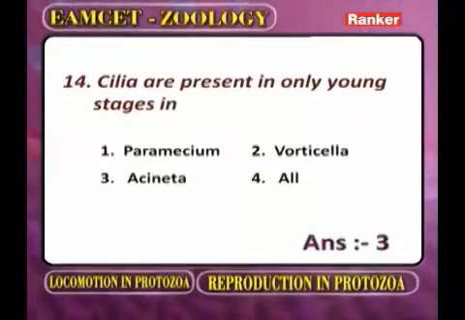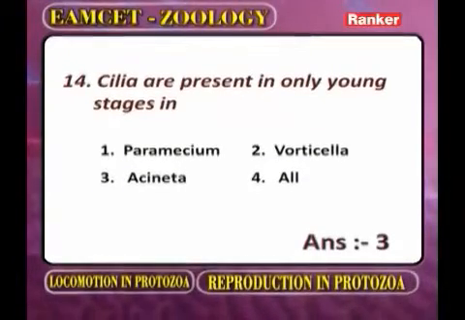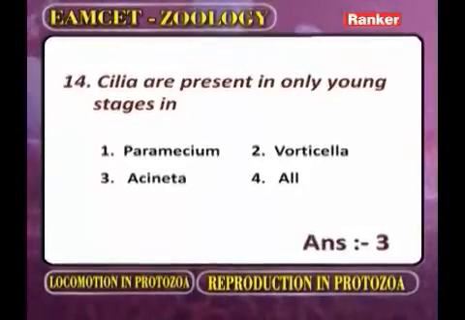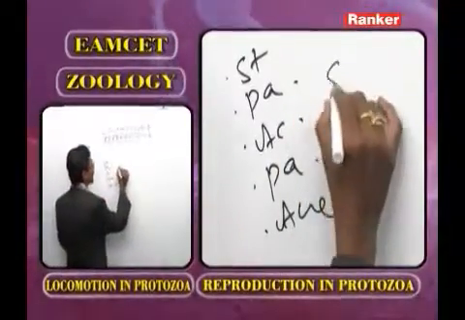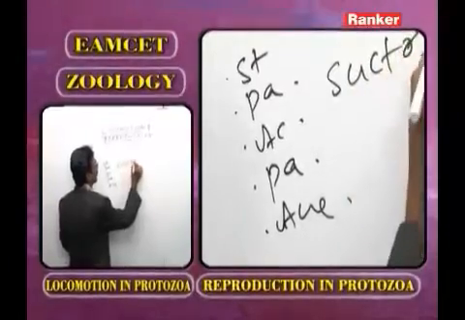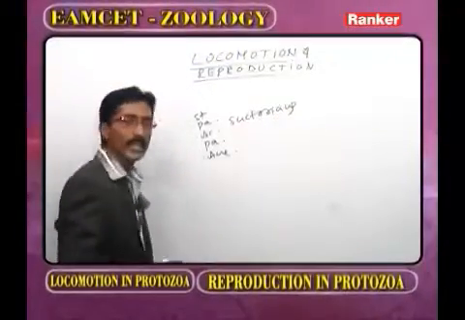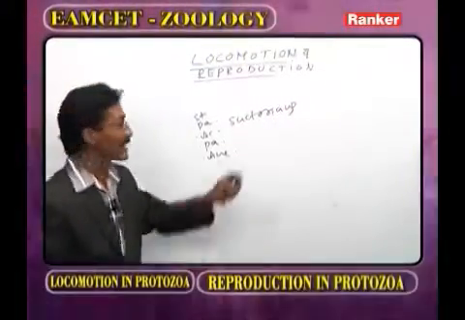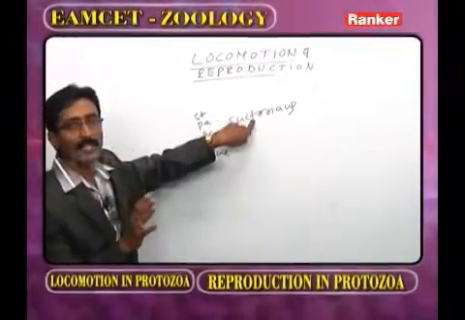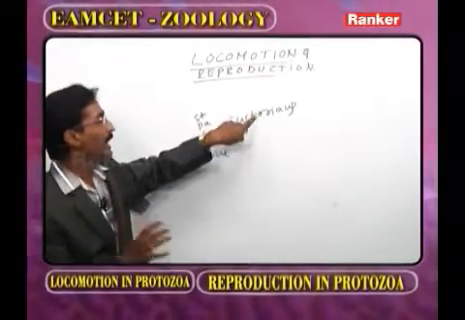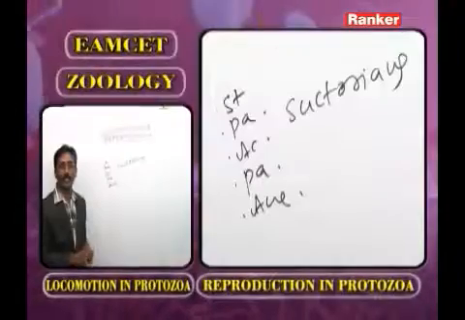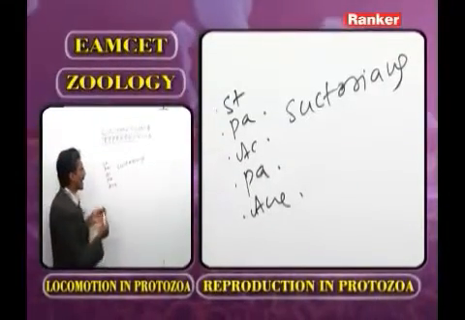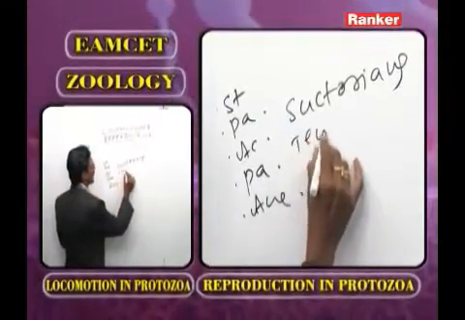Cilia are present only in the young stages. Now, as we observe the subphylum Ciliophora, one class is Ciliata. In the class Ciliata, one type of organisms we call Suctorians. Examples for the Suctorians are Acineta and Ephelota. In the Suctorians, cilia are present only in the young stage. In the adult stage, they are replaced by tentacles.